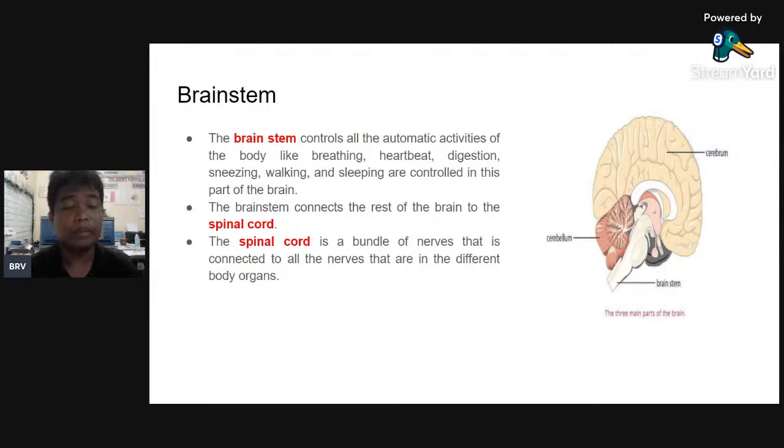The cerebellum is known as the little brain, and then also the brain stem. Okay, now let's proceed to question and answer.